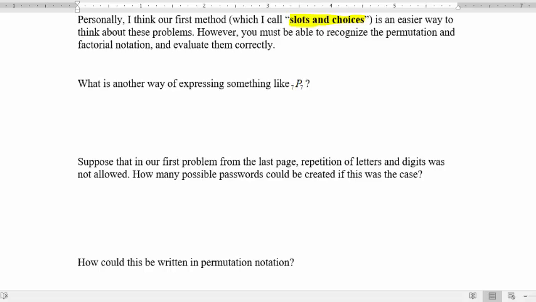Continuing with section 12.2, as I had mentioned previously, I think that our slots and choices method is actually a much easier way of thinking about permutation problems. But you do have to be able to recognize the permutation and the factorial notation and just be able to evaluate them correctly.